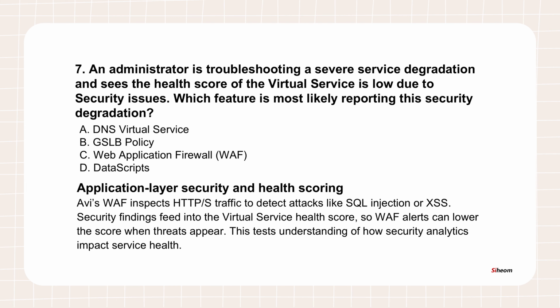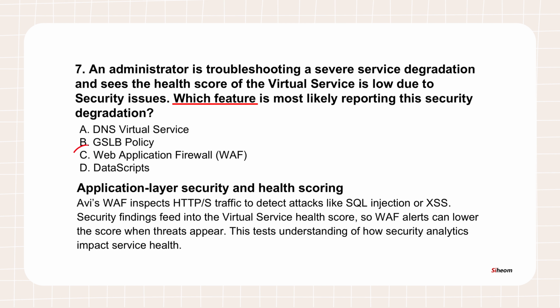If an admin sees that score drop and the reason explicitly says security issues, what part of the system is flagging that? If the health degradation reason is specifically security issues, the prime suspect, the feature most likely reporting that, is the web application firewall, the WAF. Ah, the WAF. So it's not just blocking bad stuff, it's also feeding into the overall health picture.